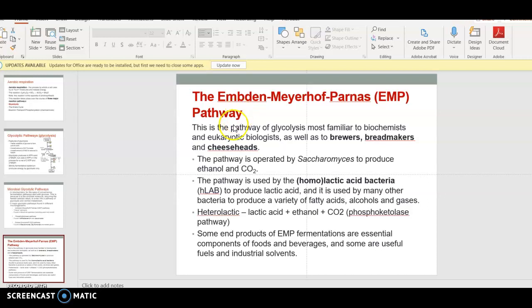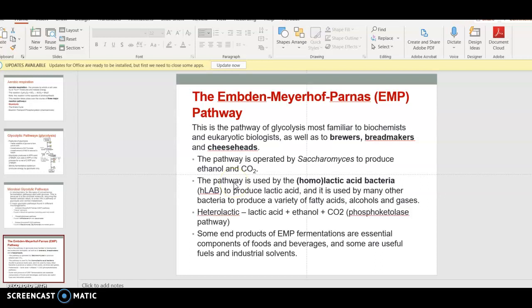Okay, so we continue with the first pathway, which is the EMP pathway. Basically, this is the most familiar or the most common glycolysis pathway, used by brewers, bread makers, and cheese makers. This pathway is operated by Saccharomyces to produce ethanol and CO2.